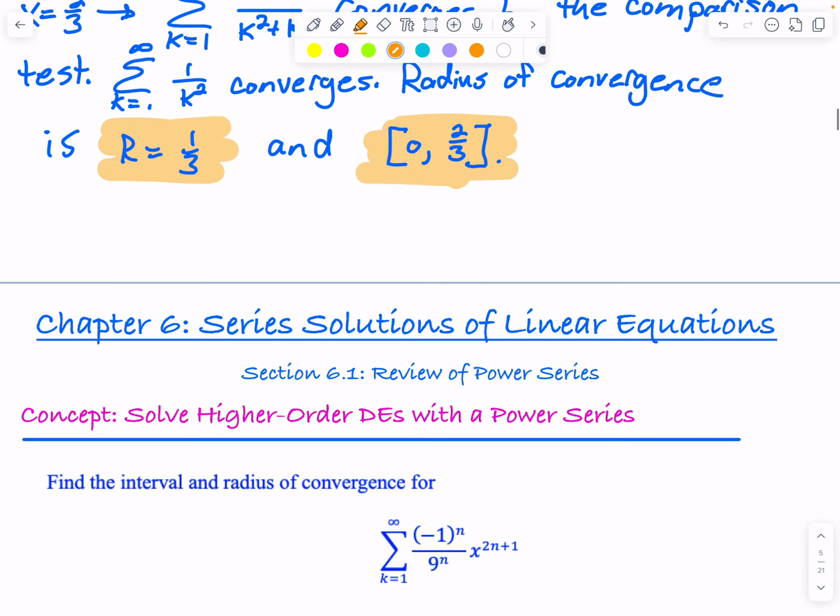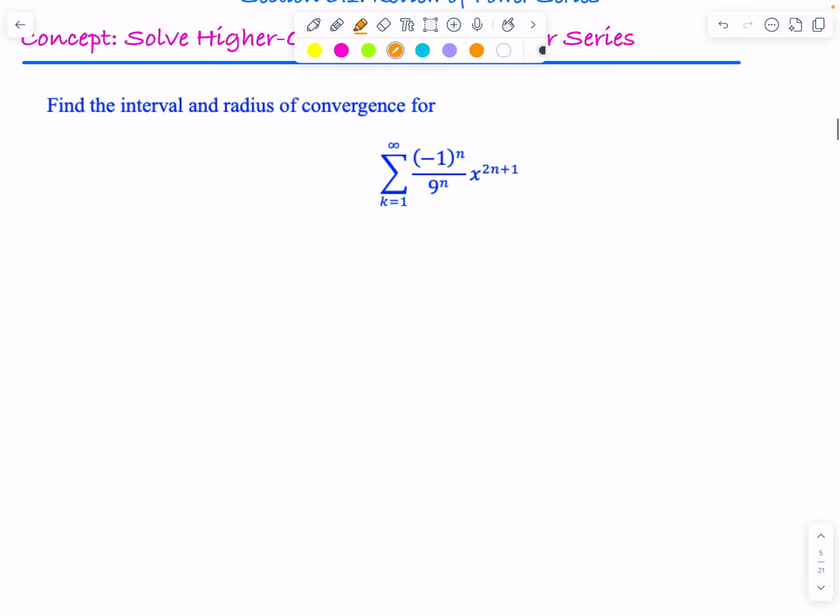We got one more here. So here's our new series. Again, we're going to start with our ratio test. So we'll do the limit as n goes to infinity of the absolute value. Let me straighten that out.